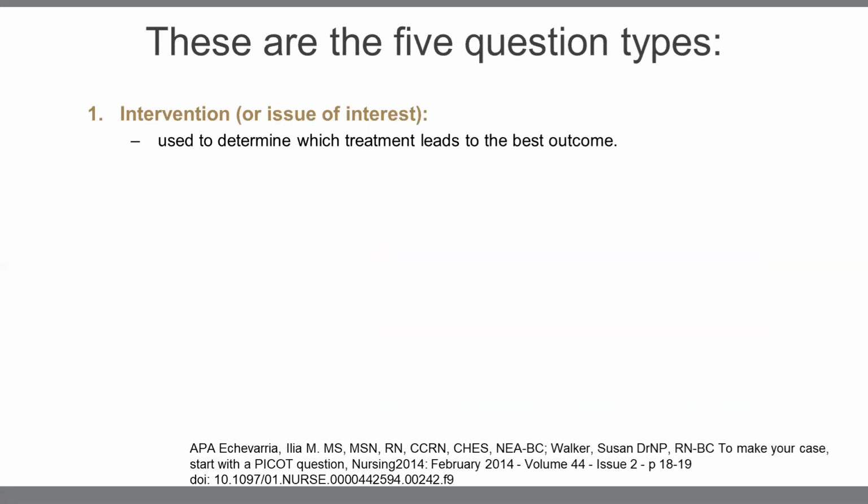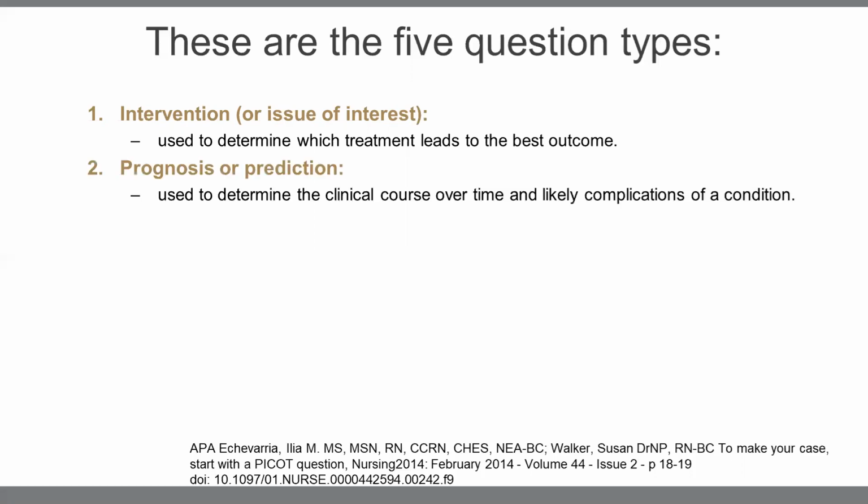The first research type would be intervention type or the issue of interest. It is used to determine which treatment leads to the best outcome. Prognosis or prediction type is used to determine the clinical course over time and likely complications of a condition. So if we are exposed to certain etiological factors, for example, consumption of tobacco, then over time, what will be the prediction of the complications of its use?